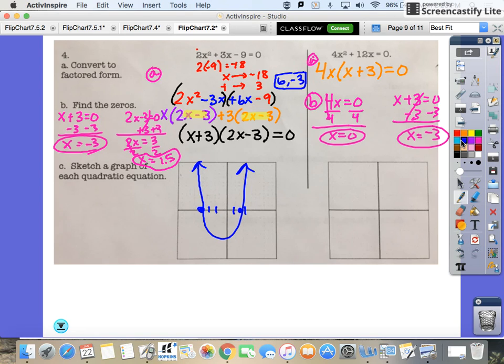When we graph this one, we're going to say x equals 0 is right here in the middle, and then negative 3 over here. Again, the coefficient at the very beginning, the original polynomial, is positive, so we're going to open up like this. I'm not too concerned about where the vertex is, or this area right now, just more graphing the solutions.